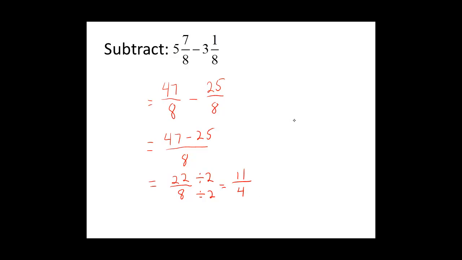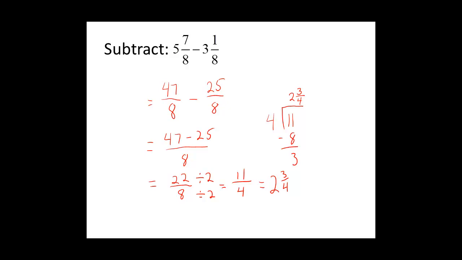We can change this into a mixed number by putting the top number under the division sign and dividing by the denominator. 4 divides 11 twice with 3 left over. The remainder is 3, so that becomes our numerator, and our denominator will stay a 4. So our answer is 2 and 3/4. This is the answer as a mixed number, and this is the answer as an improper fraction.